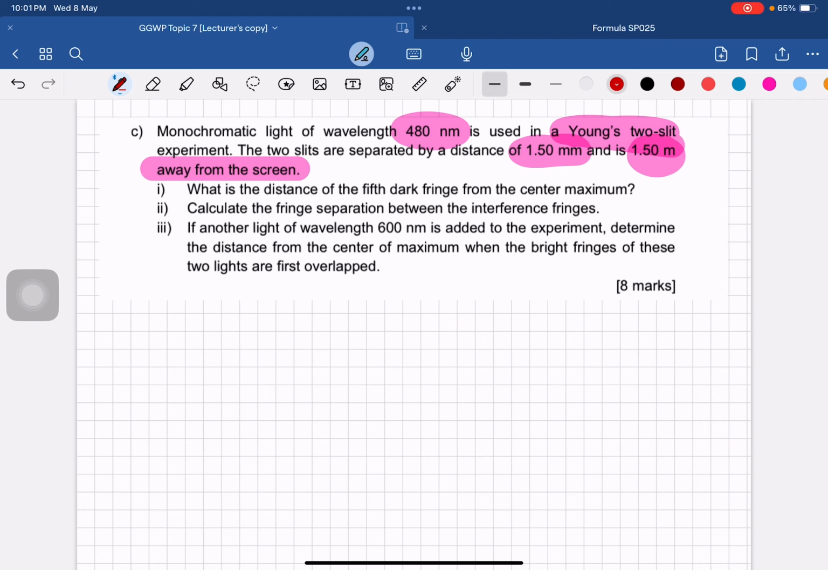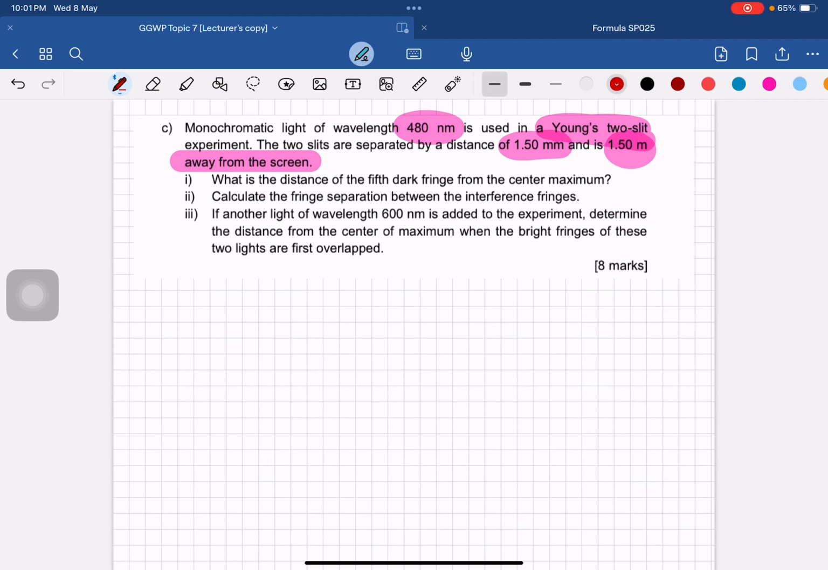Kiranya kamu kena hafal apa simbol setiap satu ni. So we know that wavelength is lambda, so that is just 480 nano negative 9 meter. Then dia bagi tahu the slits ni separated by a distance of 1.5, itu adalah the separation of the slit, separation. Okay, so sekarang we have to put it in meter, so milli is negative 3. And then dia bagi tahu slit ni 1.5 meter away from the screen, that is capital D, so 1.5 meter.